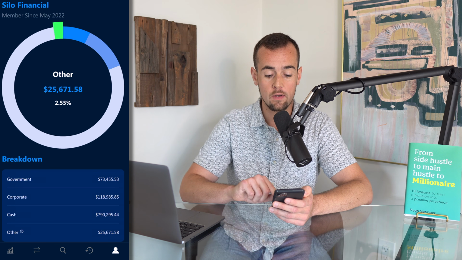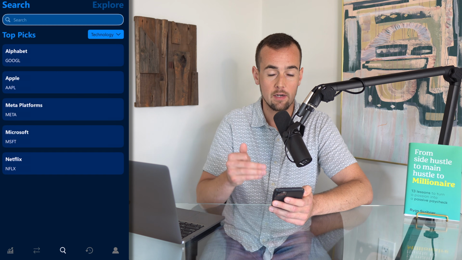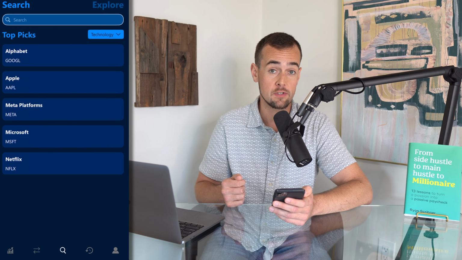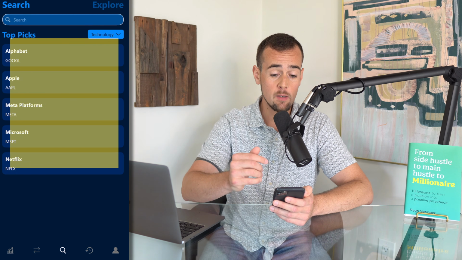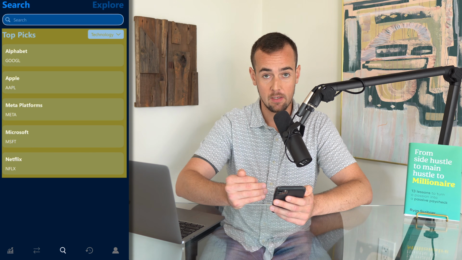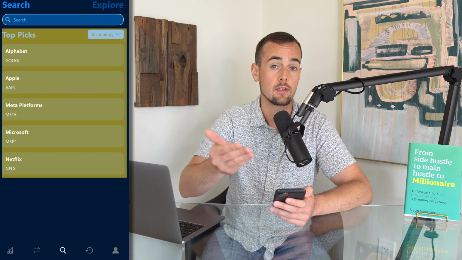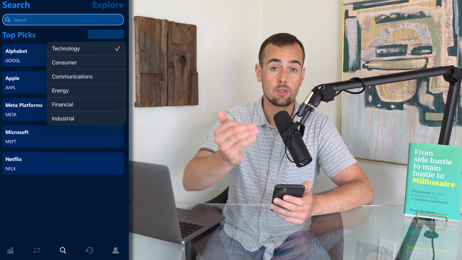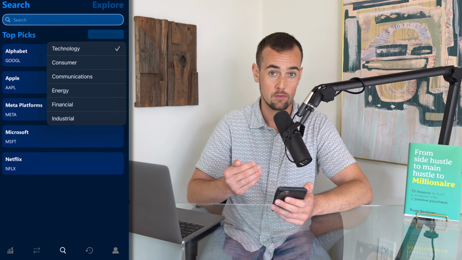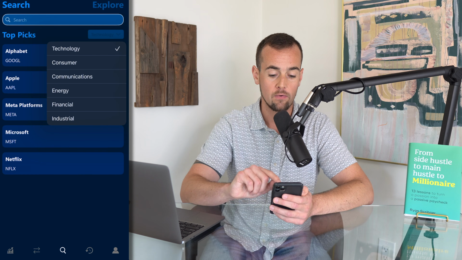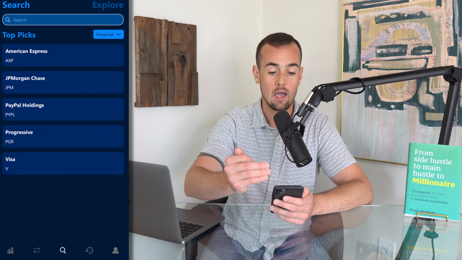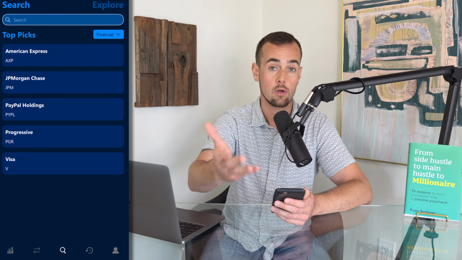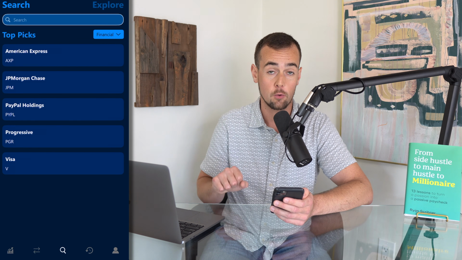What we're going to do now is click on the search icon at the bottom middle to find our first bond investment. Now, directly below the search bar, you have top picks, which are going to be the most popular bond investments on the platform, but you can also click this button right here to toggle between different sectors. So for example, if we click into financial, we can see what are the top picks in terms of financial companies in terms of investing in their corporate bonds.